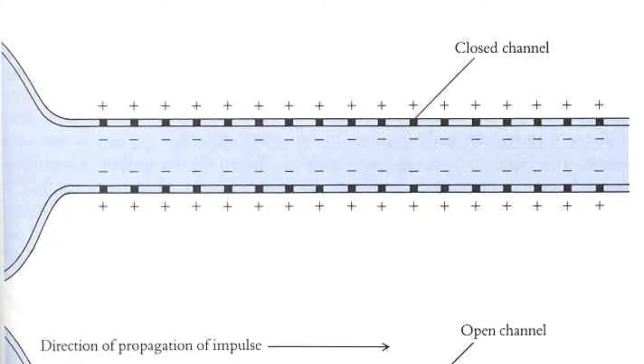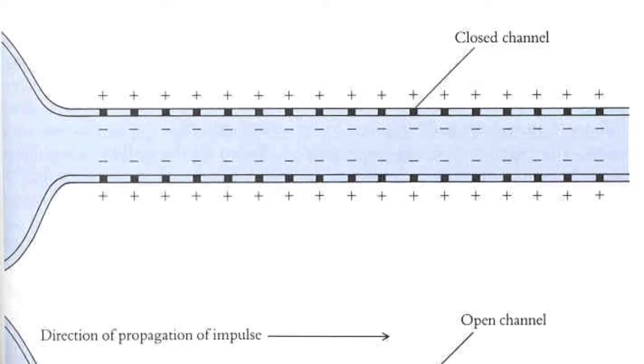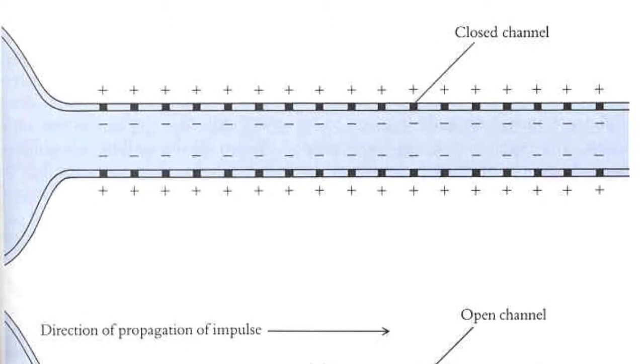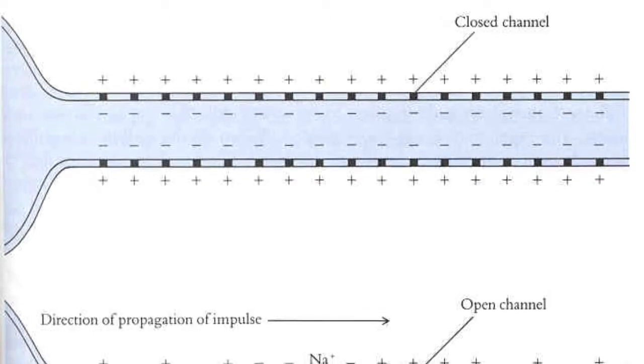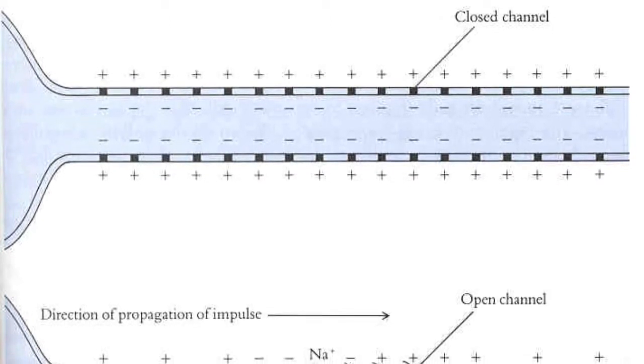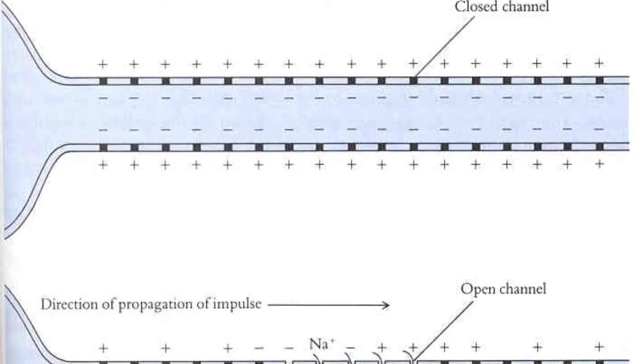On the outside of the axon, it is positively charged due to the amount of sodium ions within it. On the inside of the axon, it is negatively charged. Even though it has positive potassium ions, they aren't enough to balance it out.